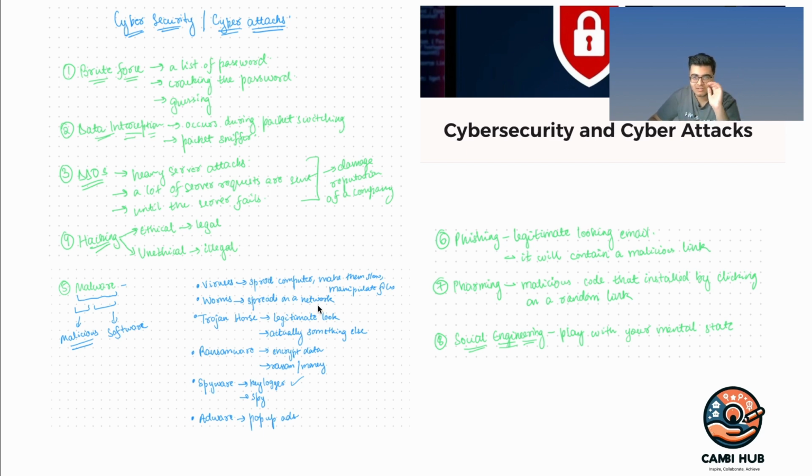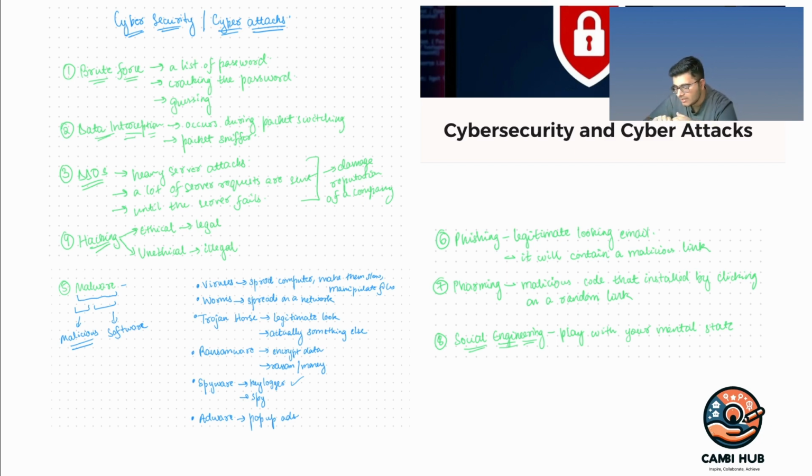Worms are more dangerous because a virus is kind of restricted to one computer, whereas worms will spread to the whole internet and the whole network, and get into all of the systems connected to that network. Trojan horse: if you know the story very well, okay. If you don't, let me explain it in easy language.